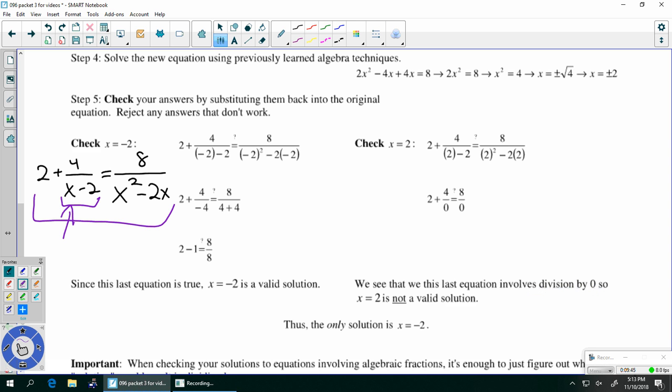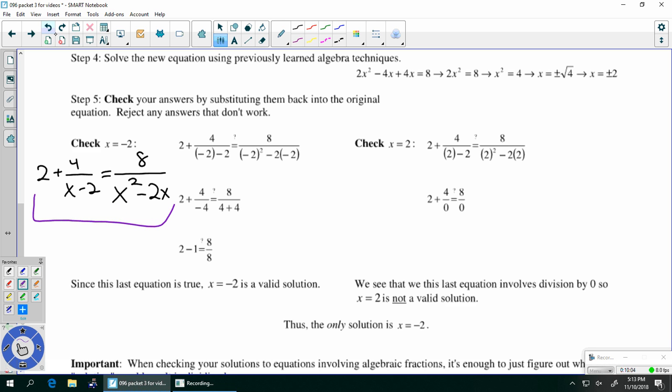5 minus 2 is 3. Super. It's not 0. That part's no problem. 5 squared is 25 minus 2 times 5. That's 25 minus 10, which is 15. Not 0. I don't have to do the rest of the check. That's going to work, as long as you did everything correctly getting to x equals 5. x equals 5 will be a valid solution.